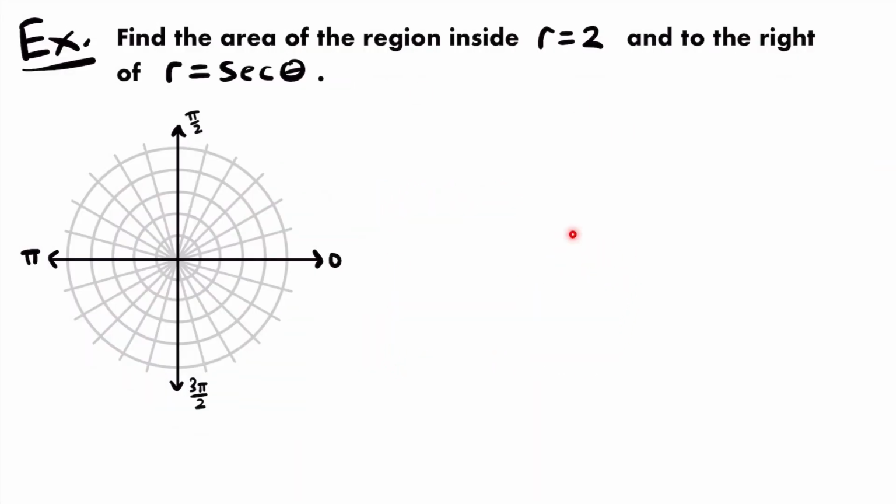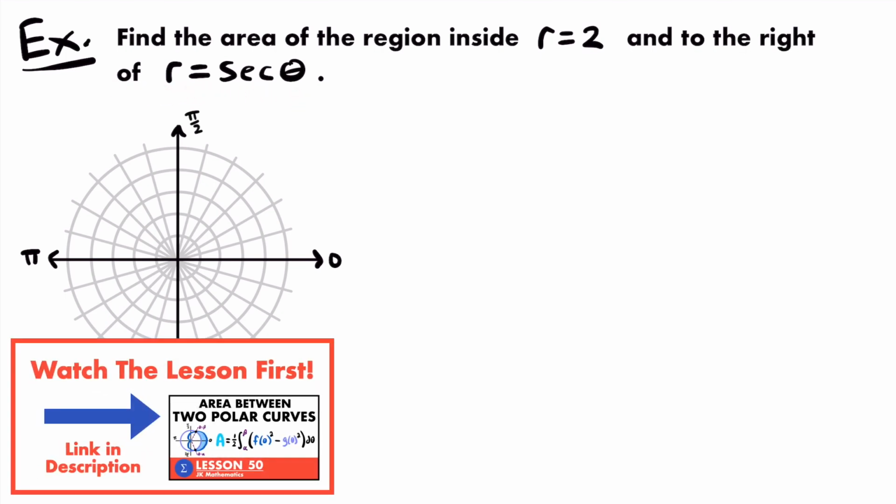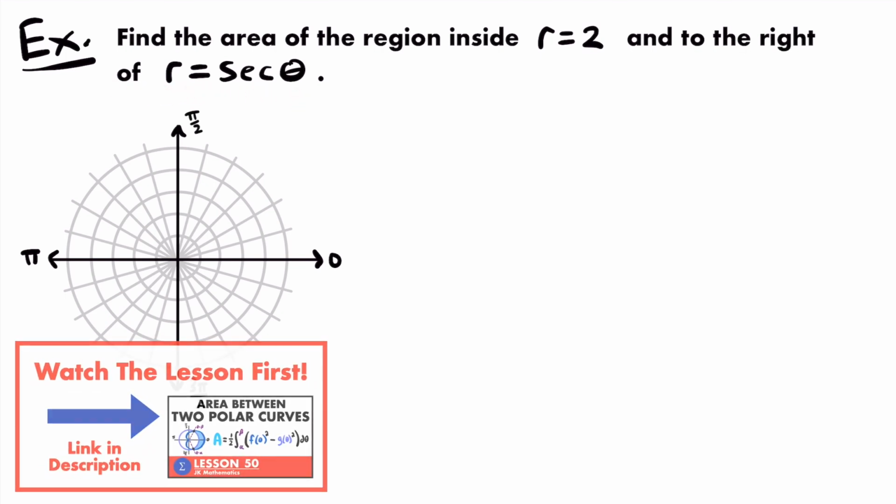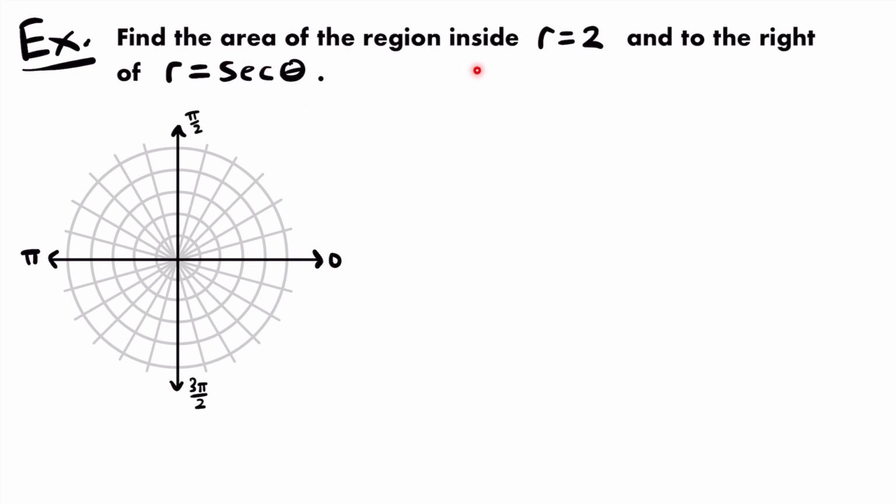All right, so here's our first example. We want to find the area of the region inside r equals 2 and to the right of r equals secant theta. Now, the first thing that you should always do when you're told to find the area between two polar curves is to graph those polar curves. And so in this case, we need to graph r equals 2 and r equals secant theta.